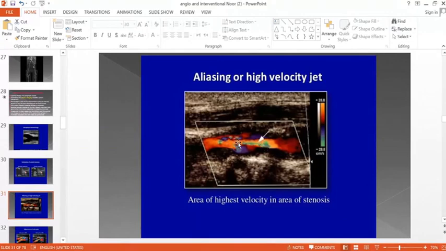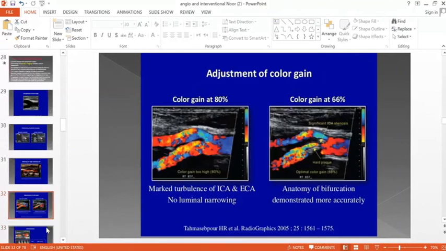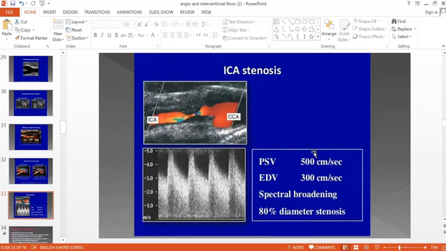This is called aliasing, which is the presence of multiple colors within the stenotic area, indicating turbulence. Again, this is color Doppler showing areas of aliasing, suggestive of stenosis. So we know by color that we have an area of stenosis. Then we can put our spectral Doppler trace overlying it and obtain velocity waveforms.